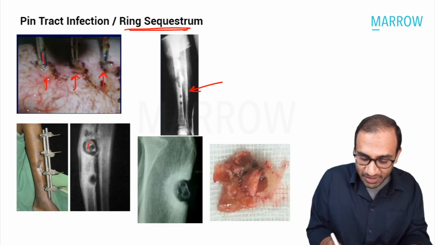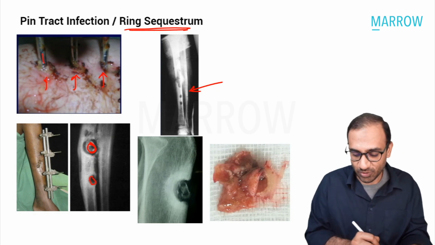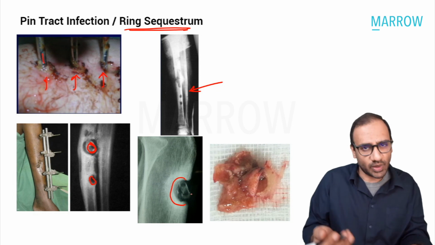So this is a sequestrum. The dead bone is a dense bone. The dead bone is a white bone on X-ray. And these are the sites where you have inserted the Schanz pin into the bone. It has died. There are multiple reasons why there is a sequestrum here.